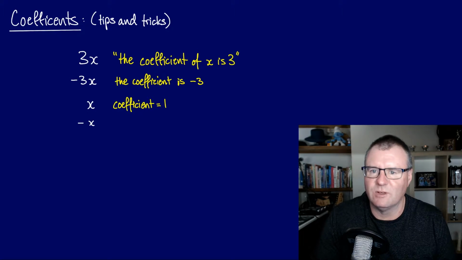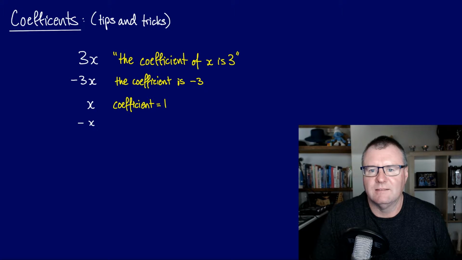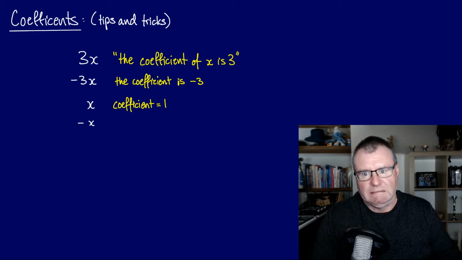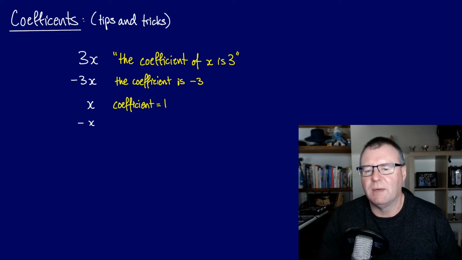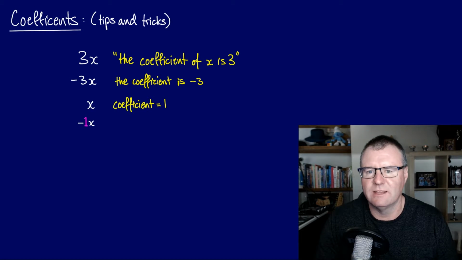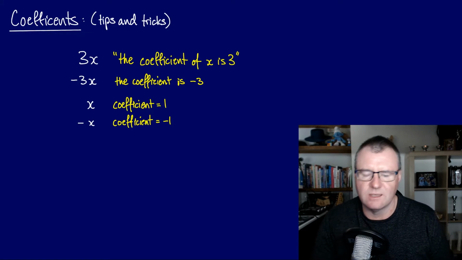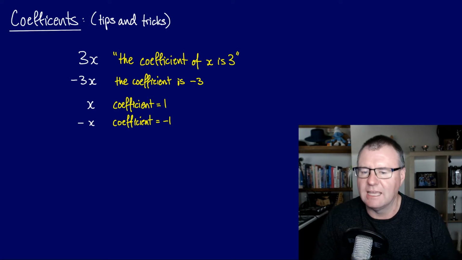And the same idea applies when there's a negative coefficient. In this case, negative x. Once again, I could look at it and go, there's nothing there. But remember we said if there's nothing in front of the letter, there is that invisible 1 that I can put back in. So in this case, the coefficient of x here would be negative 1.